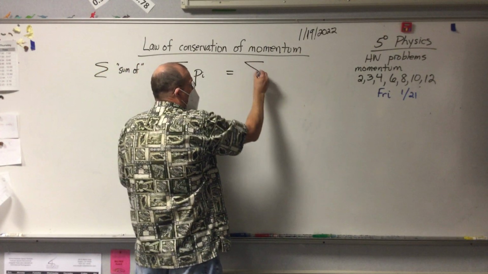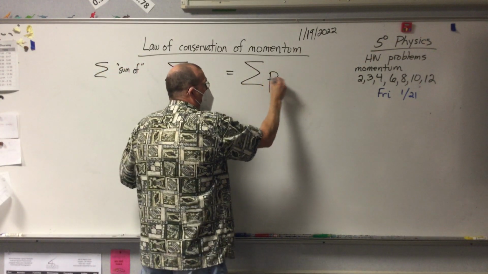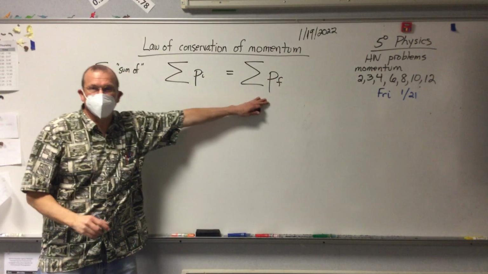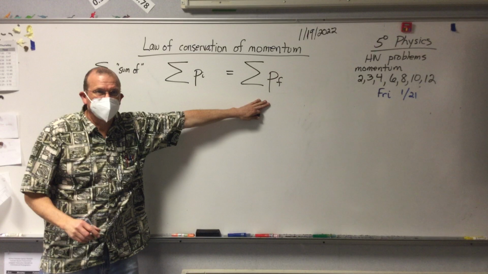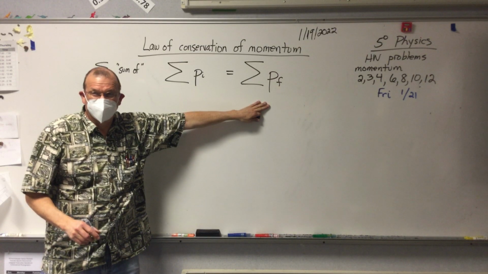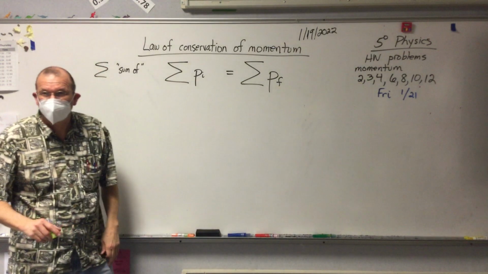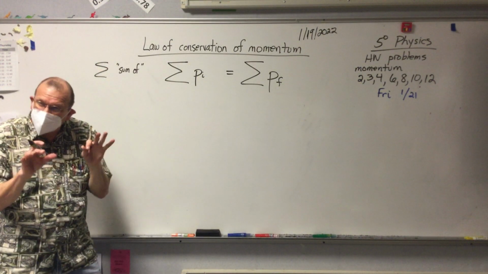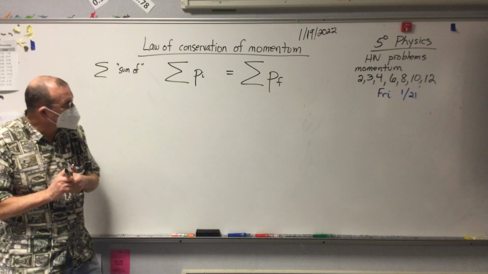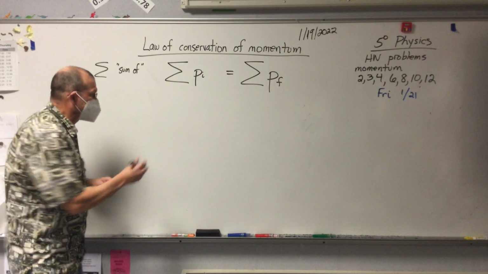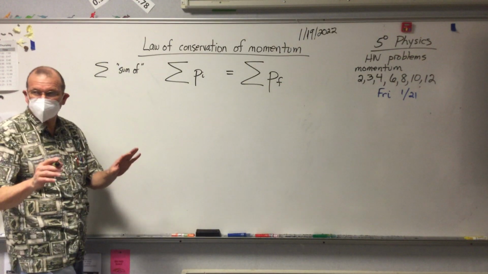On this side, we have that. What does this side mean? The sum of final momentum. The sum of the final momentum. Now there's one thing we really haven't delineated in here, and that is the idea of a system. And this I'm not going to leave up for long.